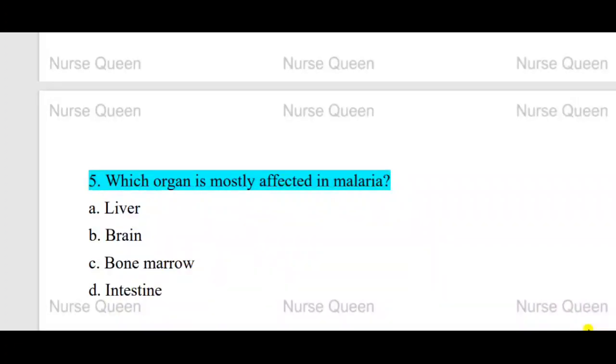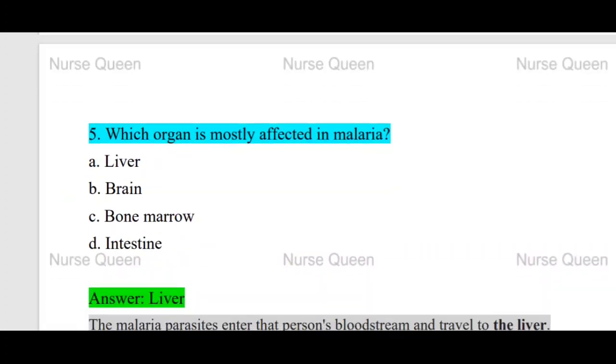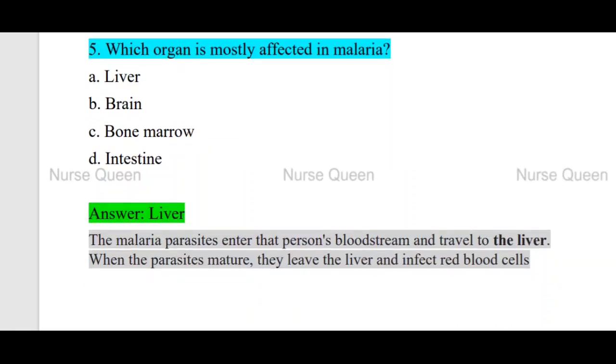Next question: which organ is mostly affected in malaria? Options: liver, brain, bone marrow, intestine. In malaria, the liver is mostly affected, and the brain is also affected. The malaria parasites enter the person's bloodstream and travel to the liver. When the parasites mature, they leave the liver and infect red blood cells. Red blood cells are also injured.